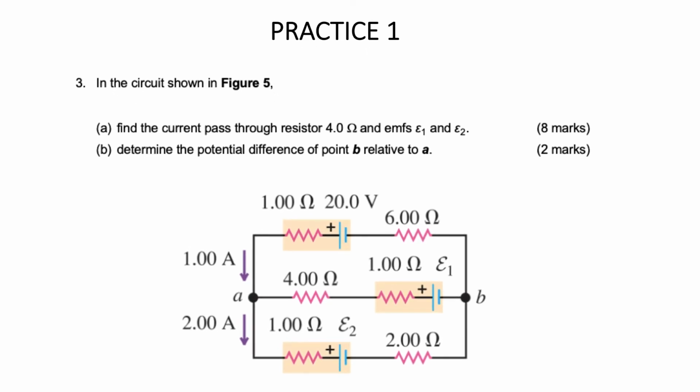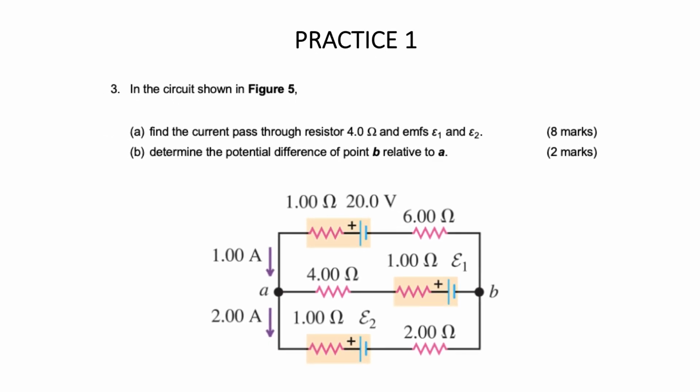Okay, for this one, I want you to do the questions. The question asks you to find the potential difference of point B relative to A. You can choose any path, but please choose two paths to double check the answer. You can choose A to be like this, or like this, or like this, but make sure that you choose two paths to double check the answer. I'm going to give you the answer in online teaching.